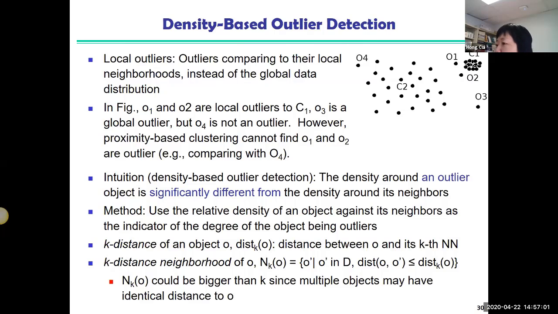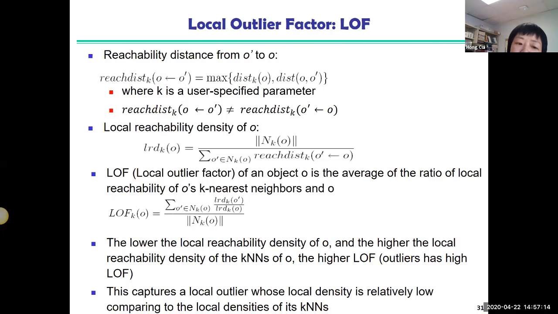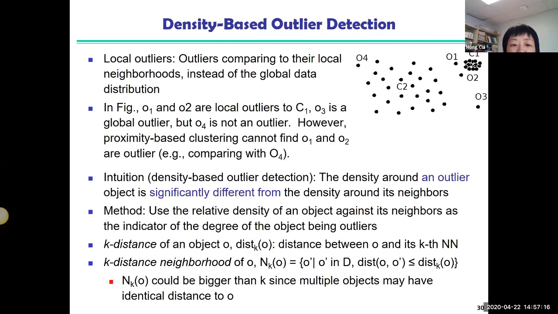Okay, good question. Questions will wake us up a bit more. Thank you. So keep asking questions. Density-based outlier detection. Gosh, we'll have a look at those formulas. It really makes people sleepy. I don't blame you.